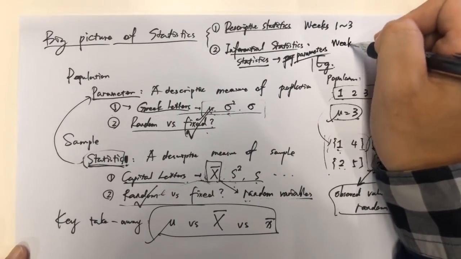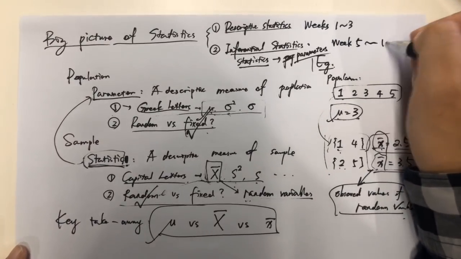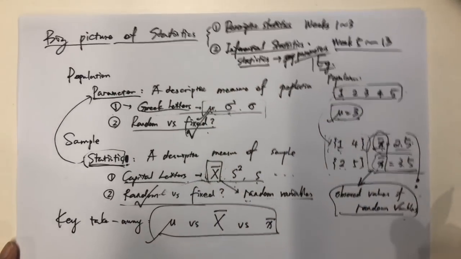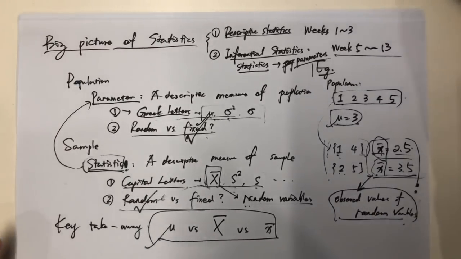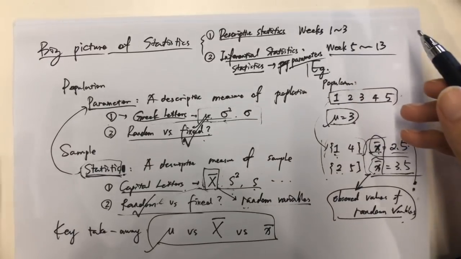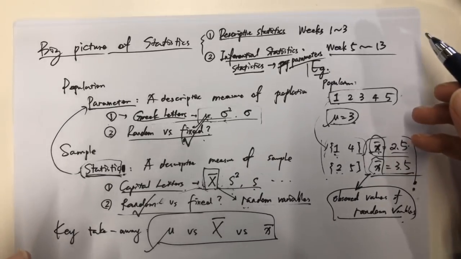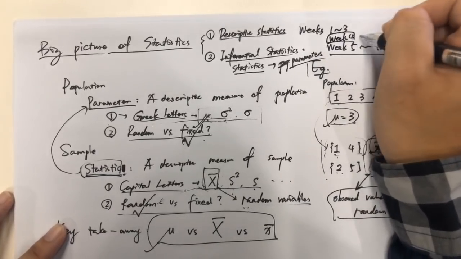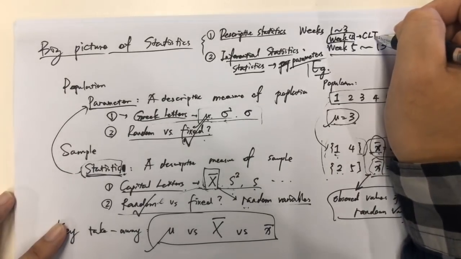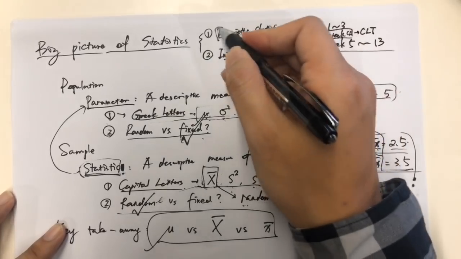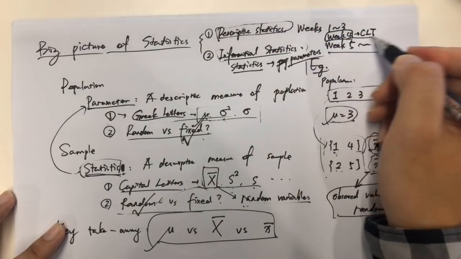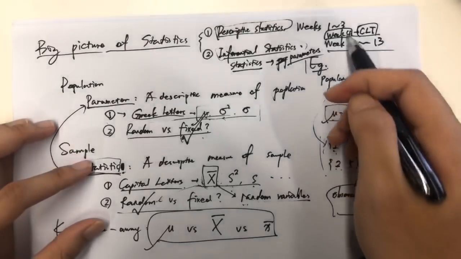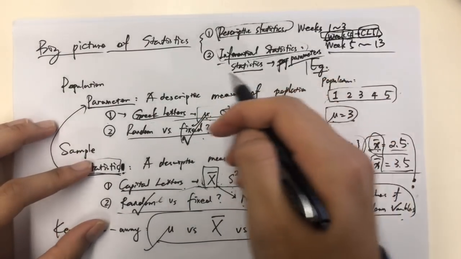And this will be mainly covered from week 5 to week 13 or week 12. So the whole second half of the semester, you'll be learning inferential statistics. And some of you might ask, oh, wait a minute, where is week 4? Well, week 4 is a very special topic, and I believe it's the most important topic of the whole semester, because it requires us to understand the central limit theorem, and it serves as a link between descriptive statistics and inferential statistics, because it provides us with the sampling distribution of sample statistics, so that it forms the basis of the whole of inferential statistics.